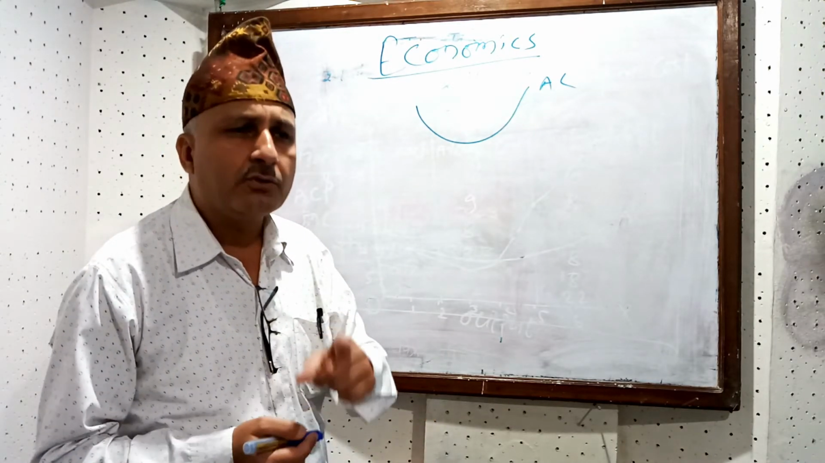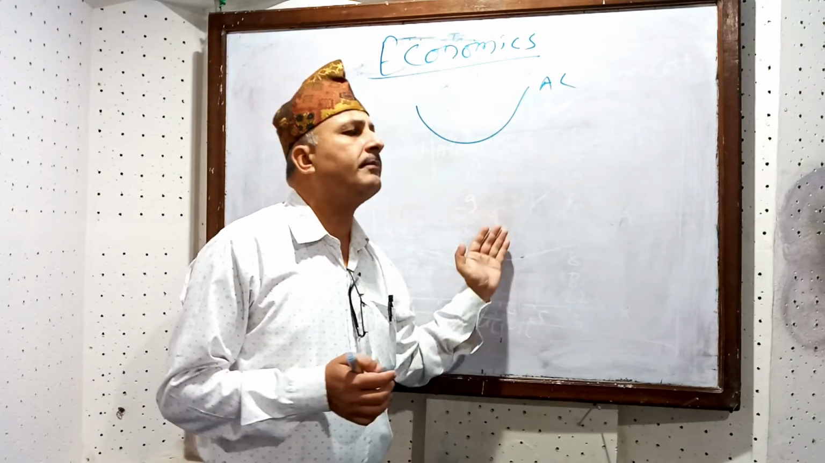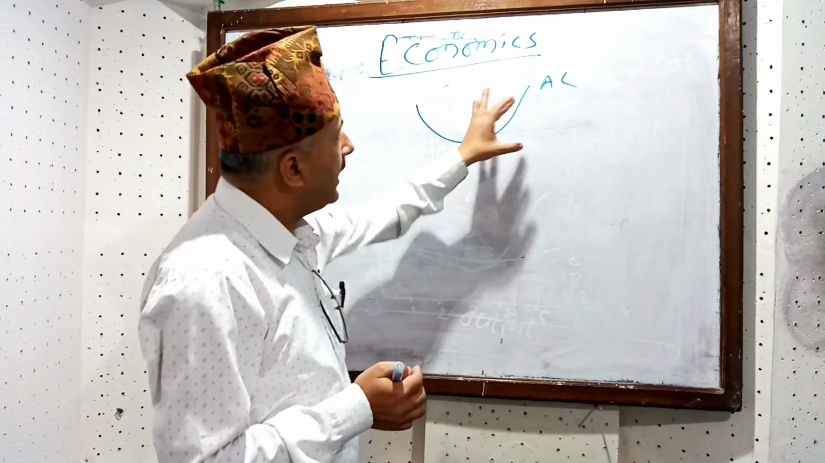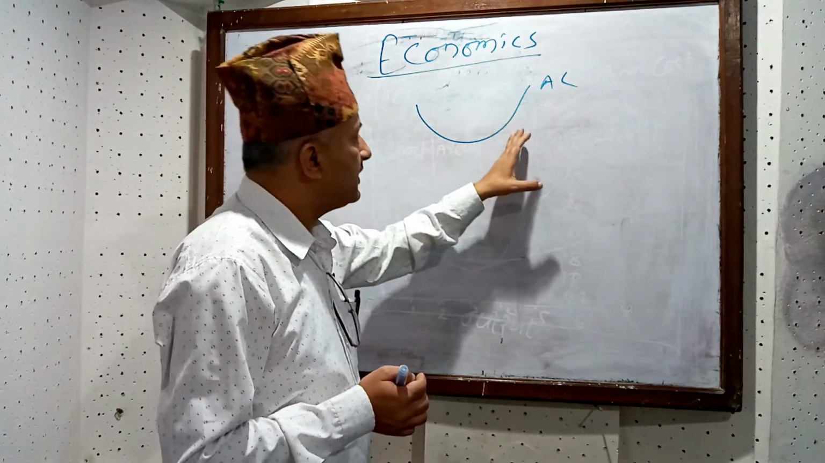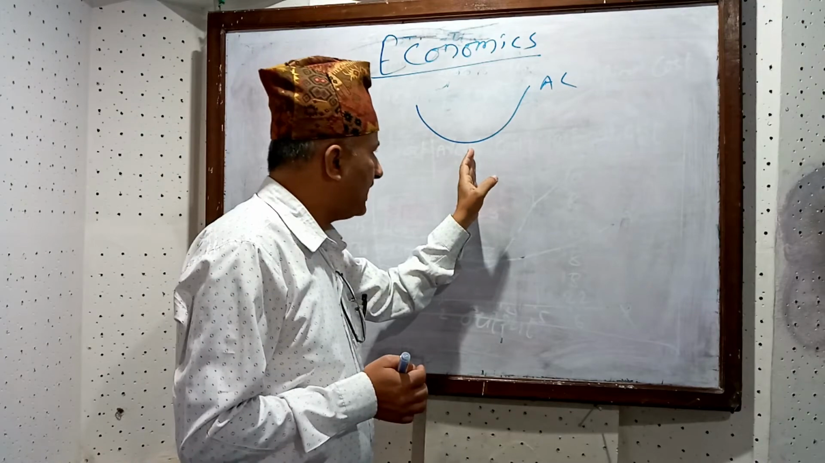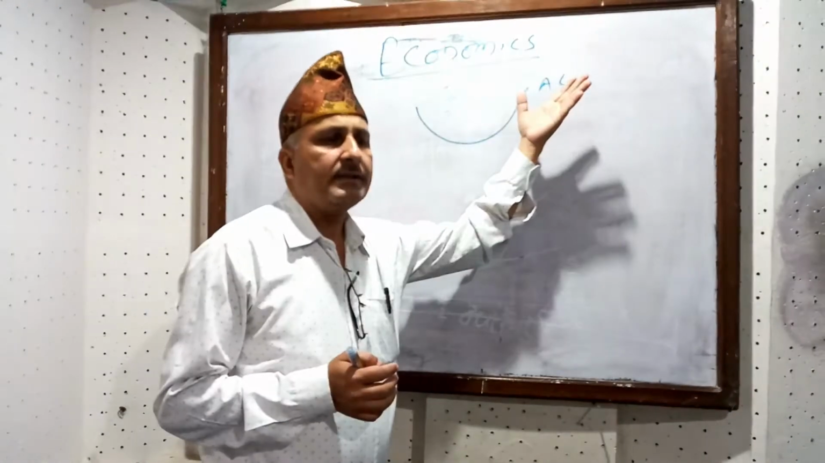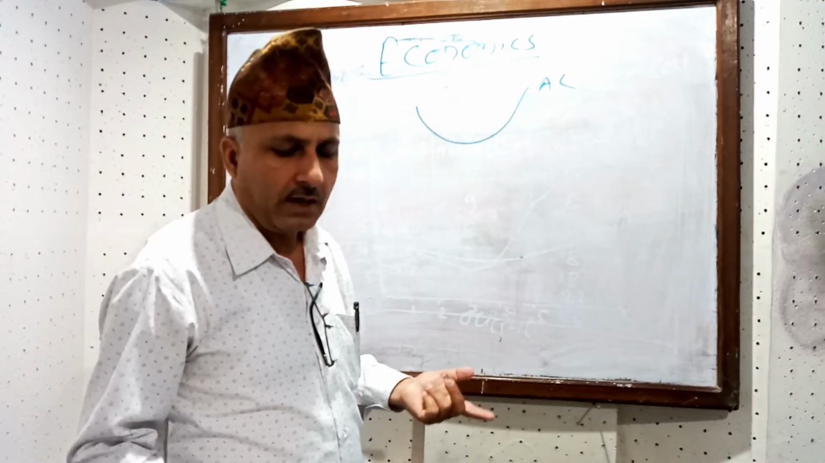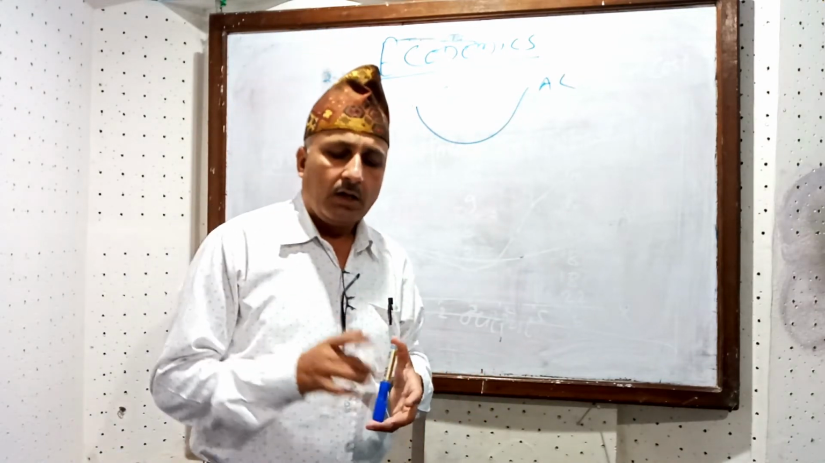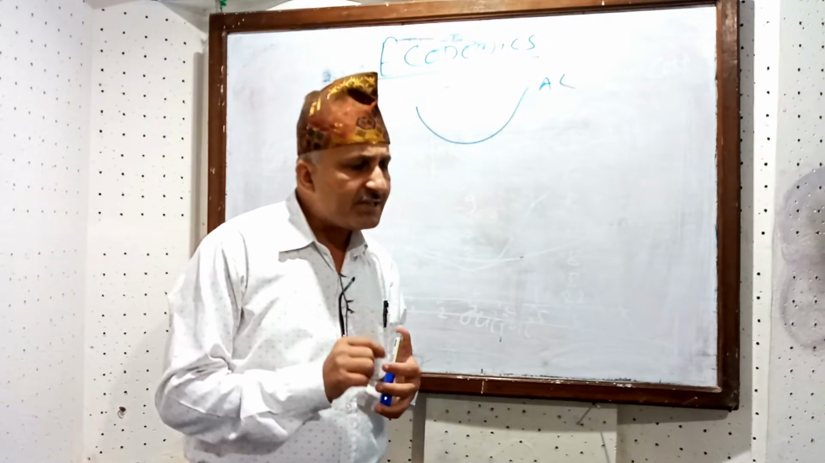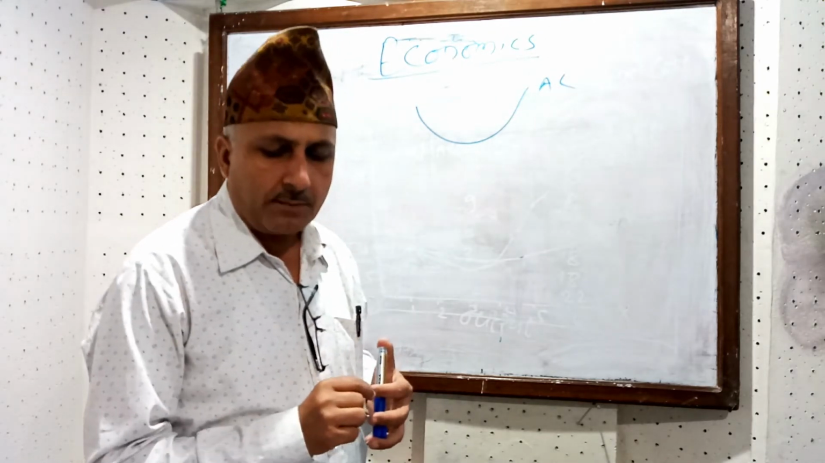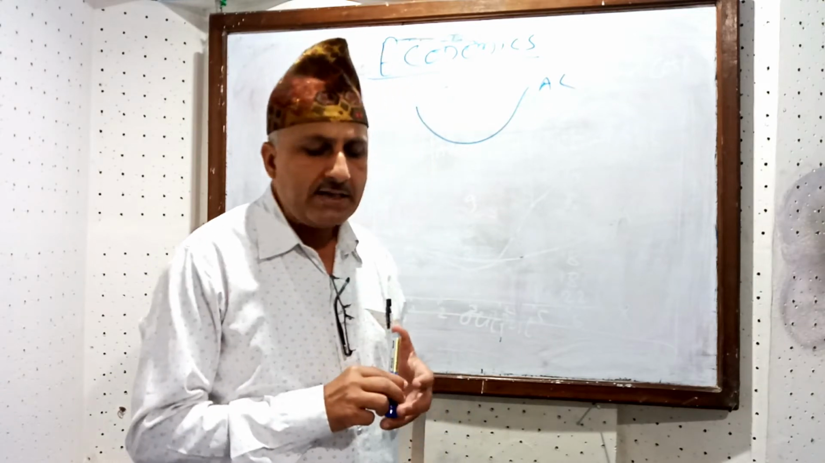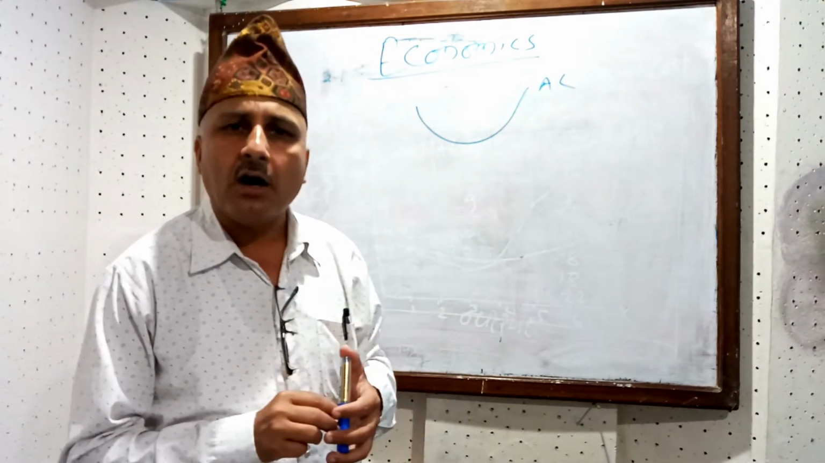Due to the application of the law of variable proportions in the process of production, the average cost curve diminishes at first, then becomes constant, and then goes upward. That's why it is generally U-shaped. Now, how to explain it? Now, let's explain. The reason for the U-shaped average cost curve is the operation of the law of variable proportions in the field of production.